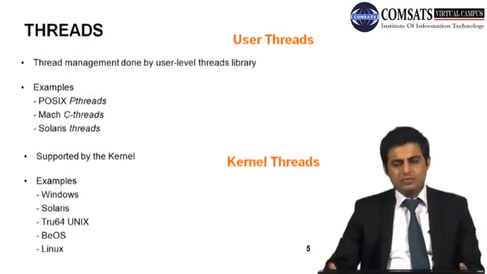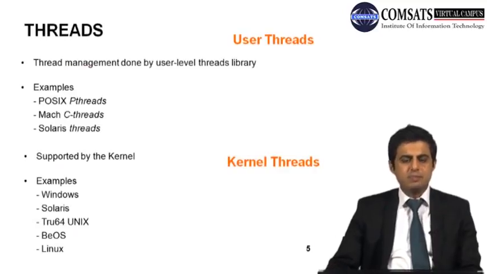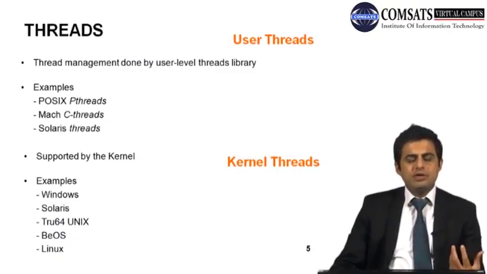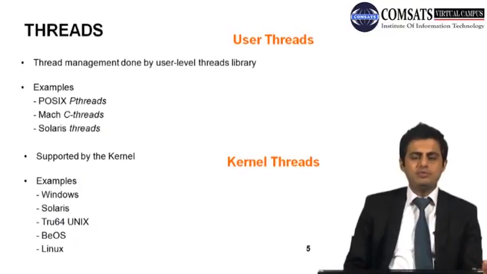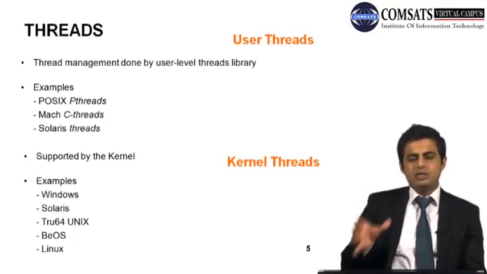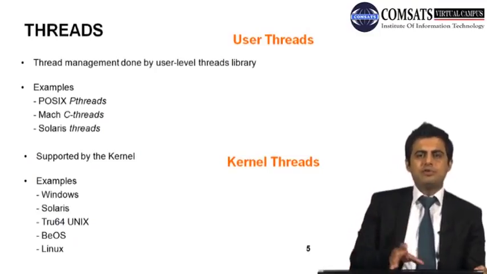There are two kinds of threads. One is user threads and the other is kernel threads. A user thread is basically when a user has full control of the threads, and the threads are initiated and managed by users, and they have their own library called the user level threads library, where all the user oriented threads are stored and loaded from.